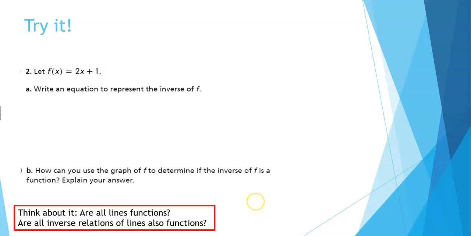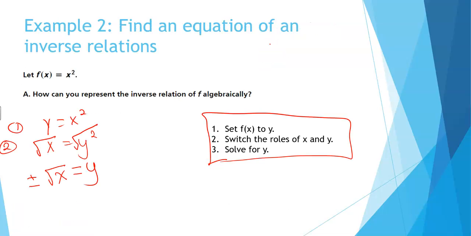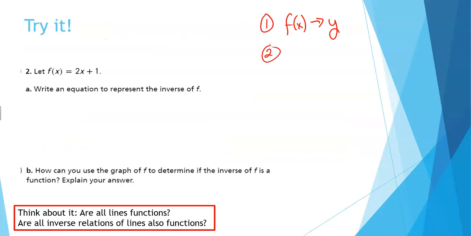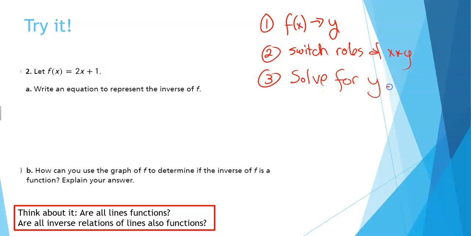I want you to try this one using those steps. Do you remember the first step? Set f of x to y. Let's look back at how I worded it. Set f of x to y, switch the roles of x and y, and then solve for y. So you're putting it in y equals format. Solve for y. So go ahead and try that and see what you come up with.